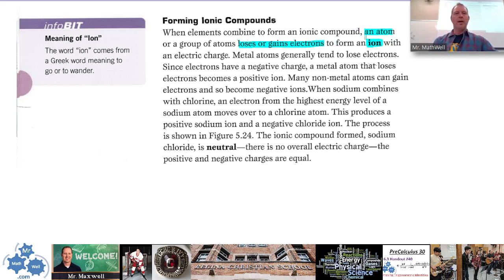So when a positive ion and a negative ion get together and form a compound, it's neutral. An ionic compound, like sodium chloride, is neutral because the positive and the negatives balance each other out. So most ionic compounds are neutral. They end up with no overall electric charge. Positive and negatives are equal. So jot those down in your notes.